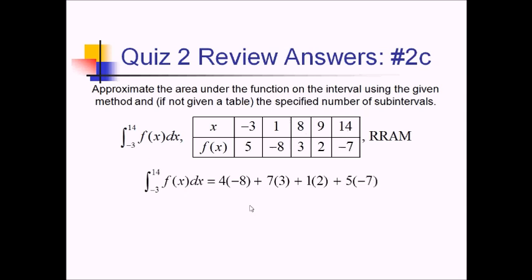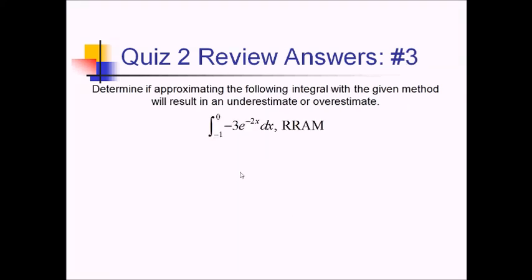So adding all this up, we've got -32 plus 21, that's -11, plus 2 is -9, plus -35 is going to be -44. There we go. On this problem, we're trying to determine if approximating this integral with RRAM is going to be an underestimate or an overestimate of the true value.